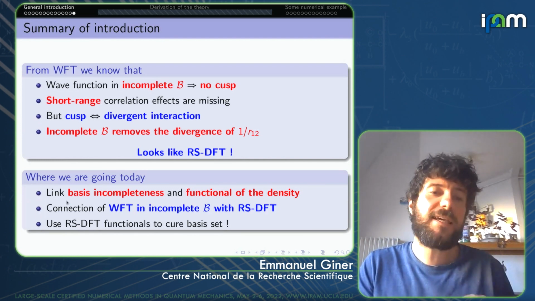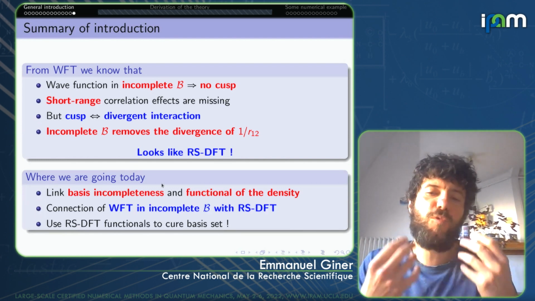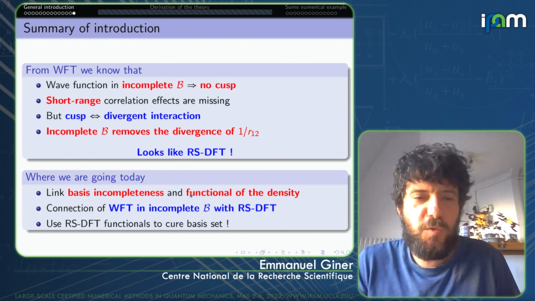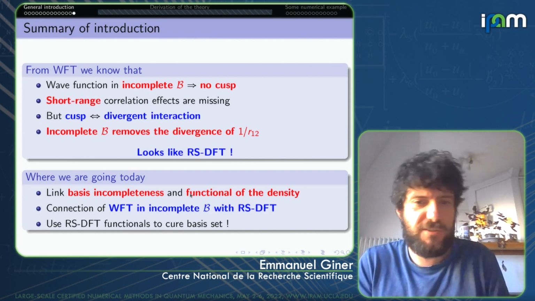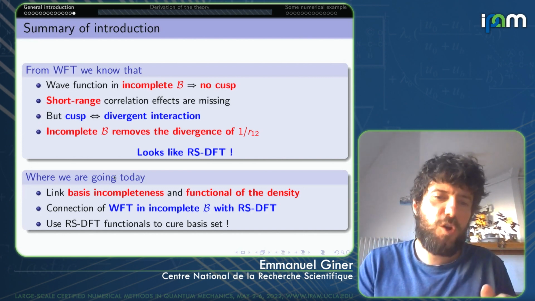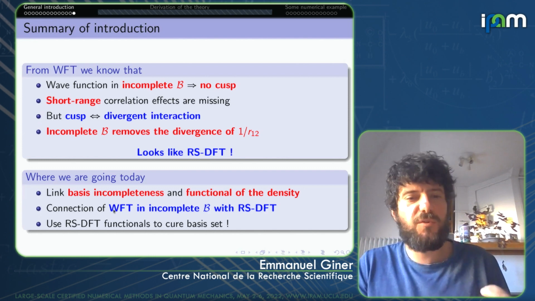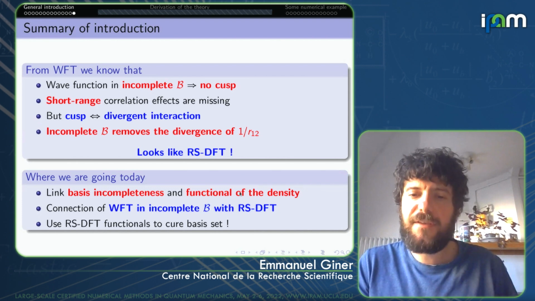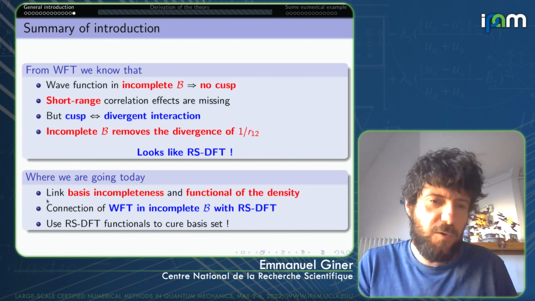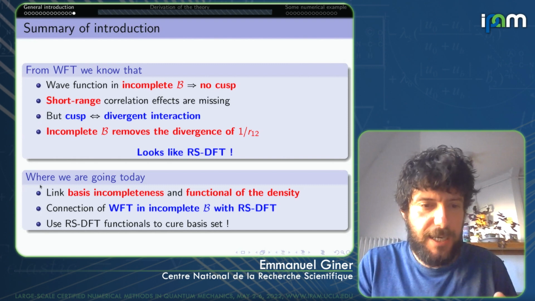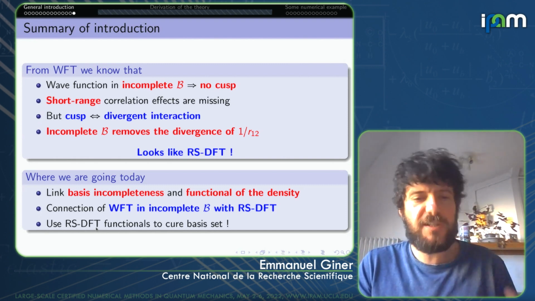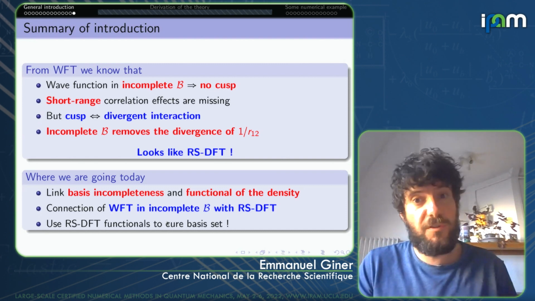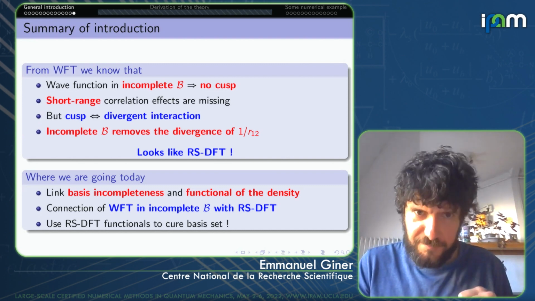So first, we are going to link the basis set incompleteness of wave function theory with density functional theory in a clean way. That's essentially what Julien talked about yesterday. And then we are going to make a mapping between wave function theory and range-separated DFT. And then once we have these two clean pieces, we can use a special kind of range-separated DFT functionals to cure the basis set problem of wave function theory. At least that's the hope.